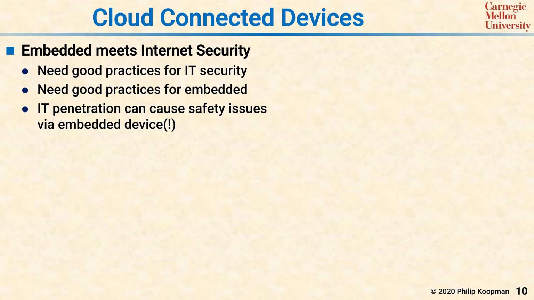Don't forget, if you have a cloud server that can control thousands of embedded devices, if someone gets into the cloud server, now they have the ability to mess with thousands of embedded devices. That gives them a much bigger multiplier than simply breaking into a single machine.